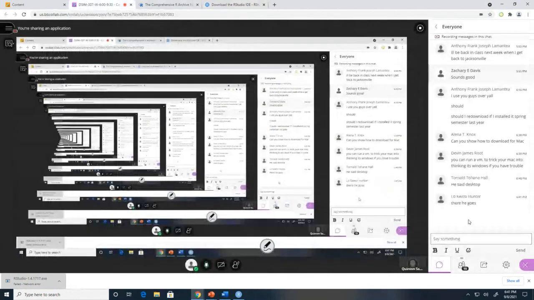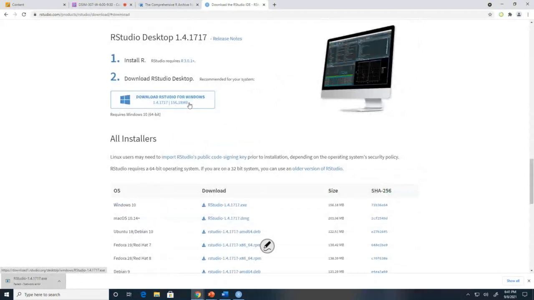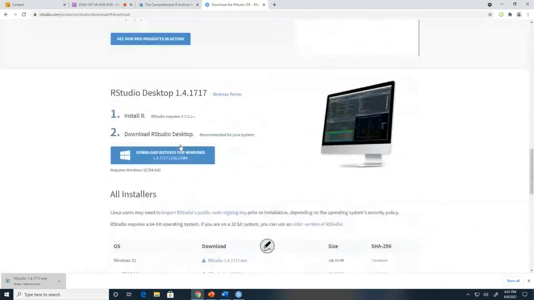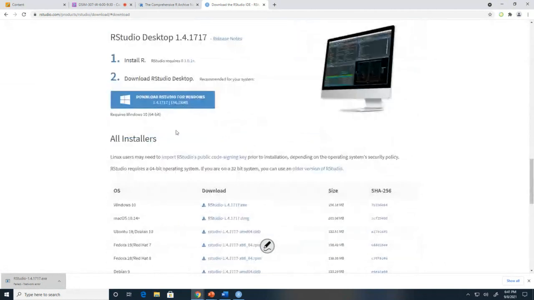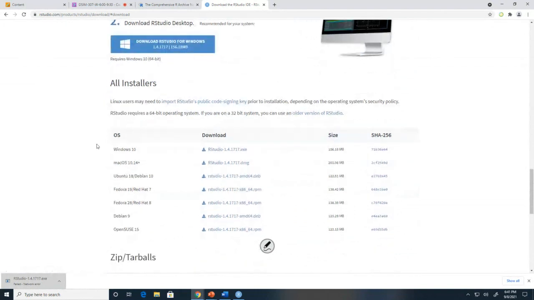And you want us to download all the installers on the next page? Or wait, if you scroll down, is it just that one? It says all installers or zip installer. I would just click up here, download RStudio for Windows, and it should give you the correct one. Or if you're using Windows 10 or Mac or several different versions of Linux.